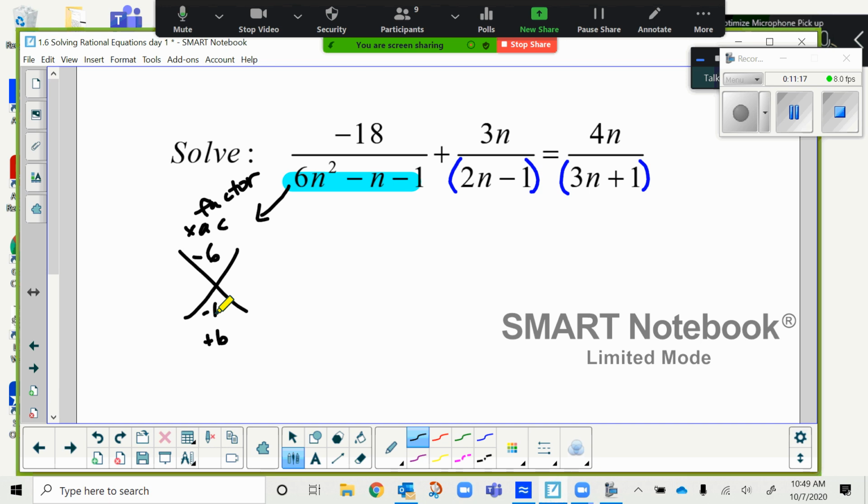I hope you came up with -3 and 2. And for the swing method, this is the step where you divide by the A value. So here's my A value. So I'm going to divide by the 6. And this one simplifies to 1/3. And this one simplifies to -1/2.